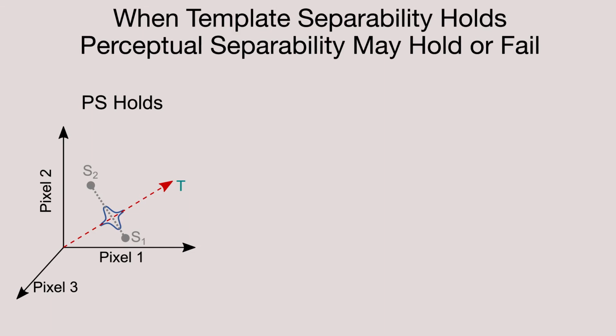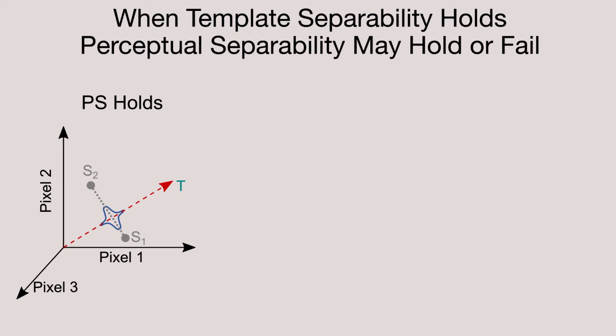Let's first focus on the simpler case when template separability holds, so that the template used to extract information about a dimensional property is the same across levels of an irrelevant dimension. As shown in this figure, when template separability holds and there is a single template, perceptual separability can hold. For example, imagine that this is a template that extracts emotional expression from faces. S1 and S2 represent two stimuli that show the same emotion, but they differ in an irrelevant dimension. For example, S1 may be a male and S2 a female.